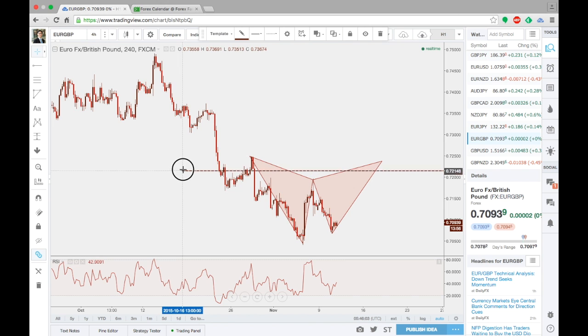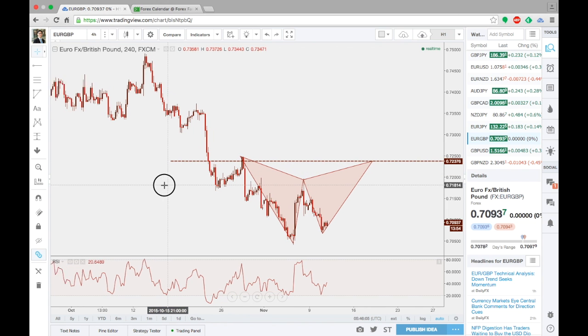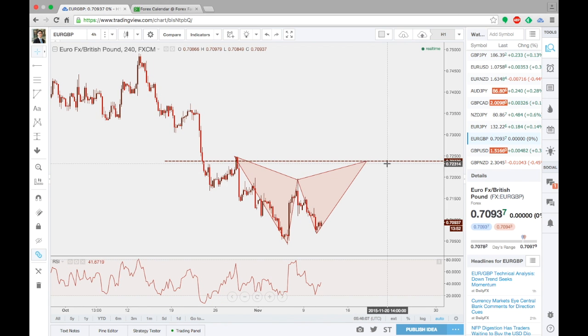Let me drop in the lines. So this is where the area of interest should be. If price comes up to this level, we'll be looking for a shorting opportunity.